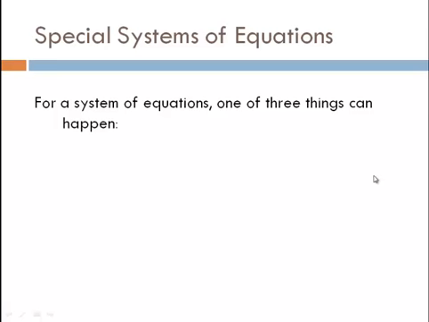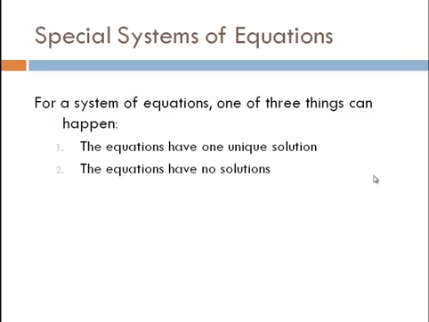So, for a system of equations, there's really three different things that can happen. First of all, and this is what we've studied most of the time, the equations have one unique solution, one pair of numbers, or triplet of numbers if it's a bigger system, that makes it true and no other pairs work. There are two other scenarios that could happen.